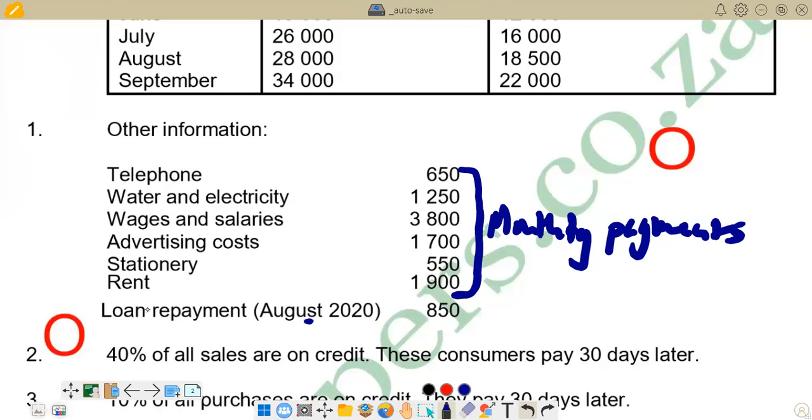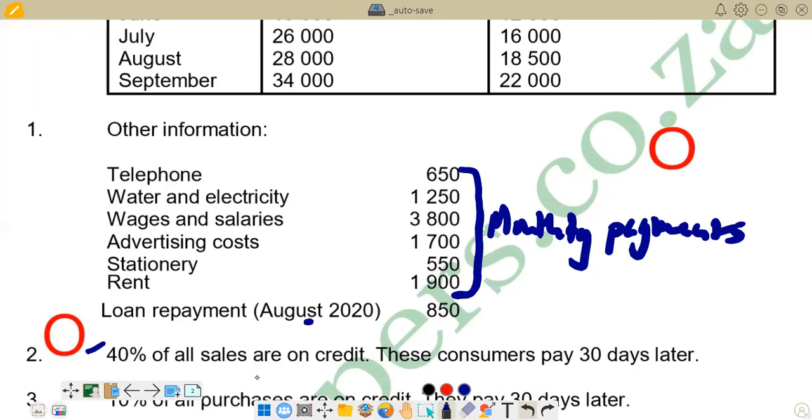Then beneath that, we have got a loan repayment. And the loan repayment is specifically starting in August. So it means this loan repayment is going to affect August and September, because that's when it's starting, August. So 850 is going to be for August and then September. Then beneath that, we have got an instruction that we are given on item 2. That is here, it's saying 40% of all sales are on credit. And the next sentence says these consumers pay 30 days later.